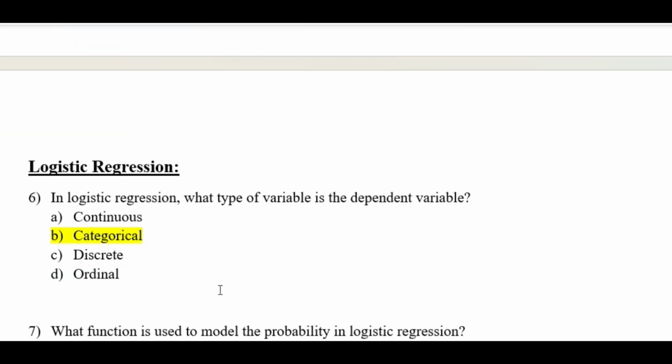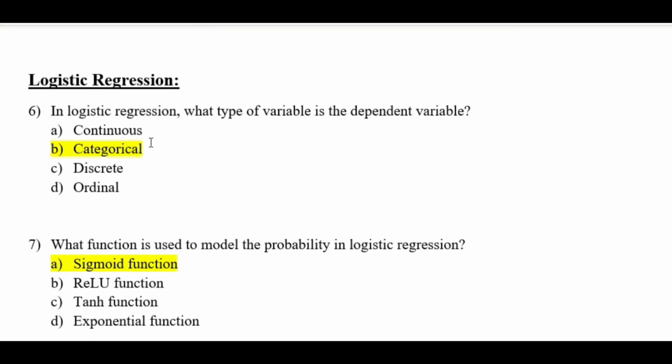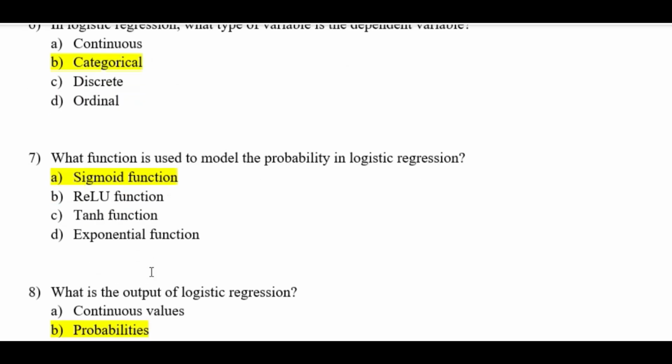Now we are moving on to logistic regression. In logistic regression, what type of variable is the dependent variable? It's a categorical variable. What function is used to model the probability in logistic regression? It is nothing but the sigmoid. What is the output of logistic regression? It is the probability. You can see.